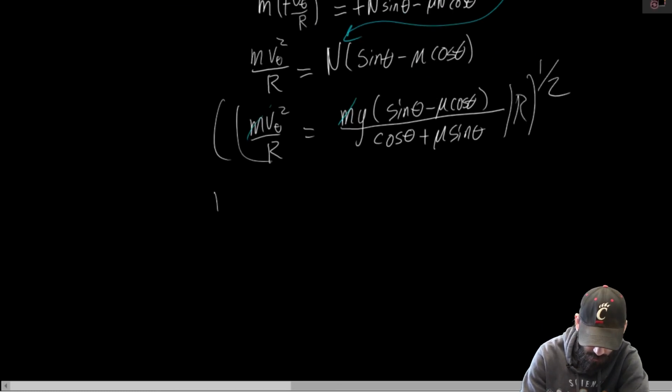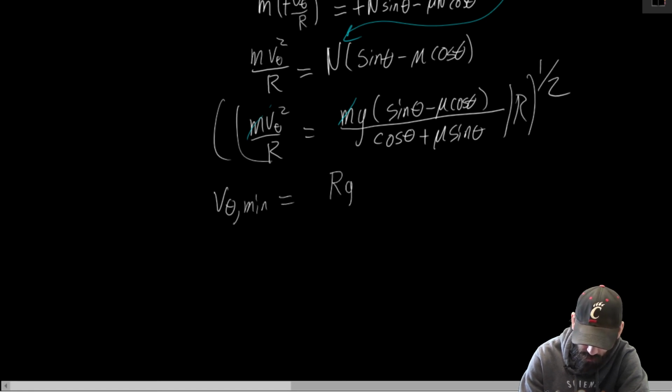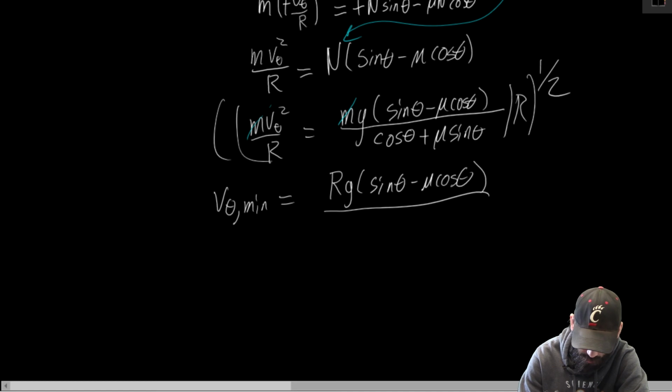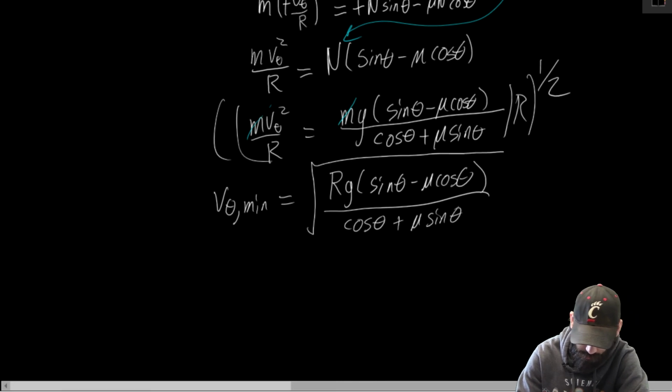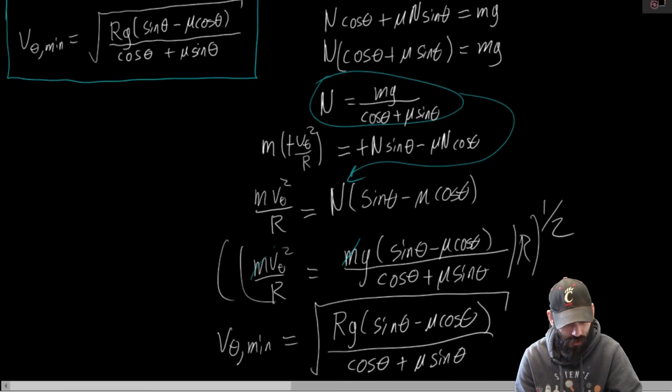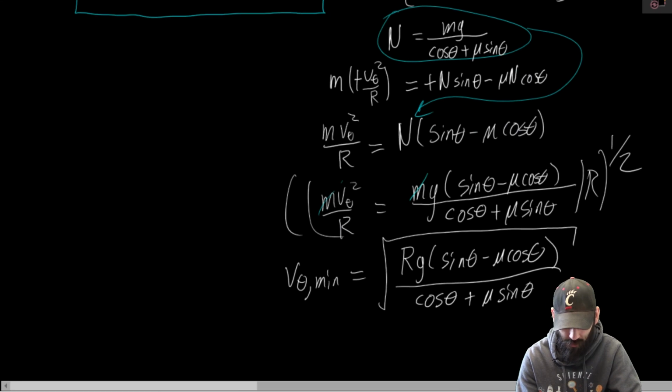So we see that v theta min is going to be equal to r times g times sine of theta minus mu cos theta divided by cosine of theta plus mu sine of theta. And then we can take a square root. Okay? And what we see is actually that's exactly what I had said before.